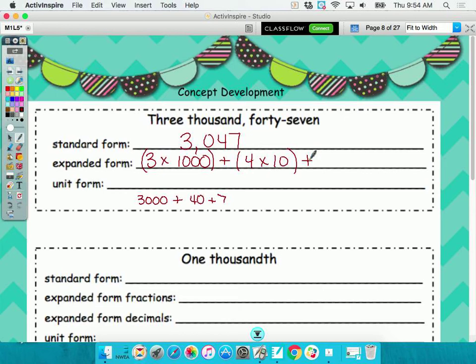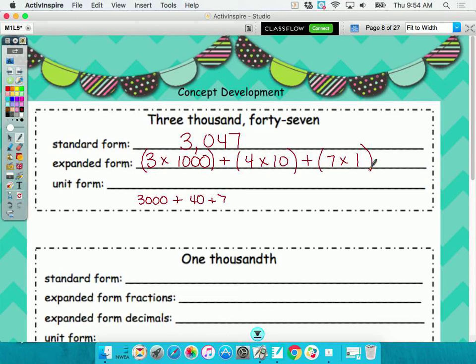Now, what would I write for the 7 ones? 7 times 1. And I really like to separate with the parentheses so that my numbers don't get all jumbled up together, okay?